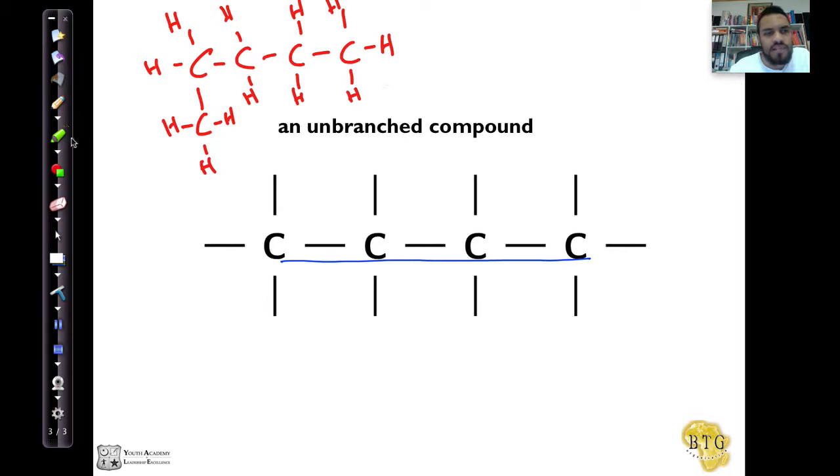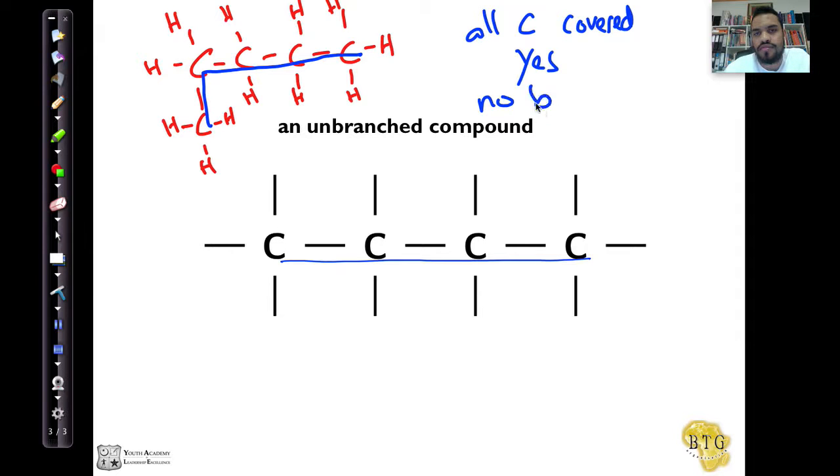Now, if we look at this molecule, let's just get a blue pen over there. If you were to draw a line that goes in this direction, you need to ask yourself, do I cover all of the carbon atoms? So are all the carbon atoms covered? What do I mean by covered? Are they all linked? And the answer is yes. And in that case, that's an unbranched compound, right? There are no branches. So let's look at another one.